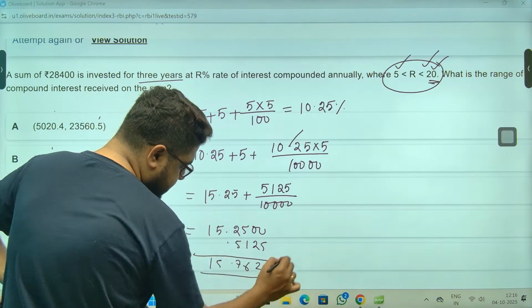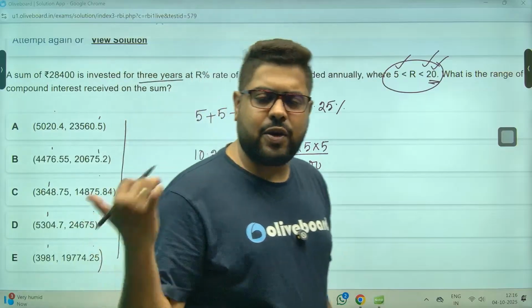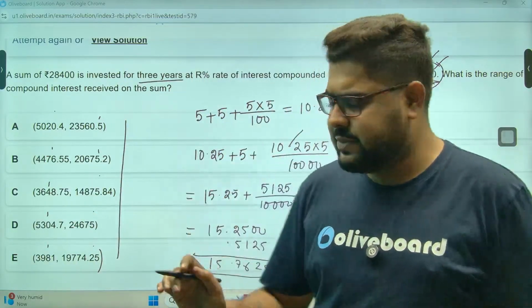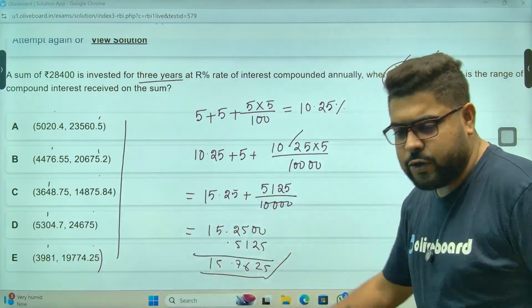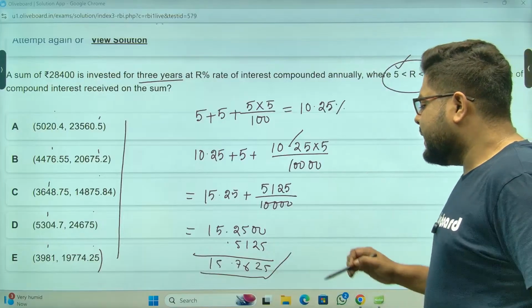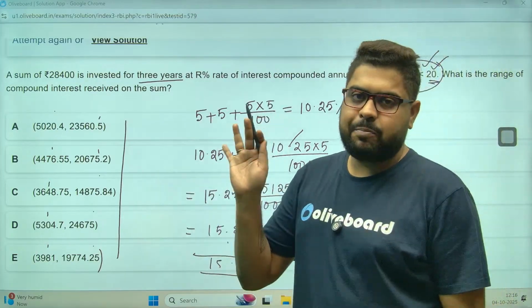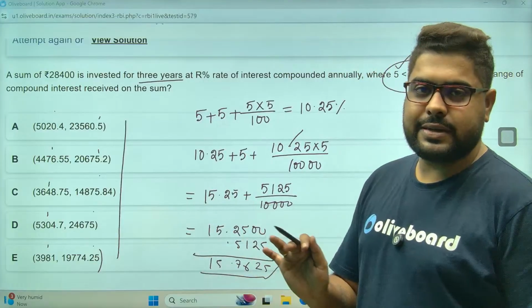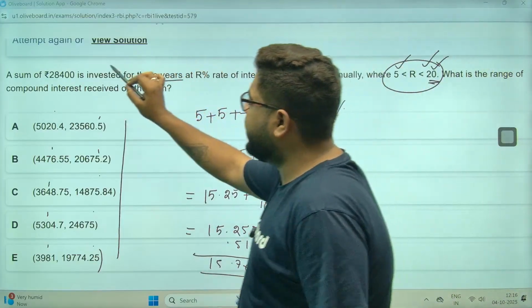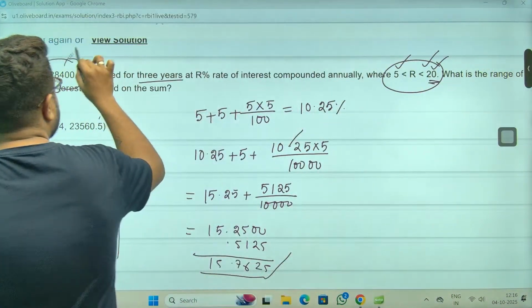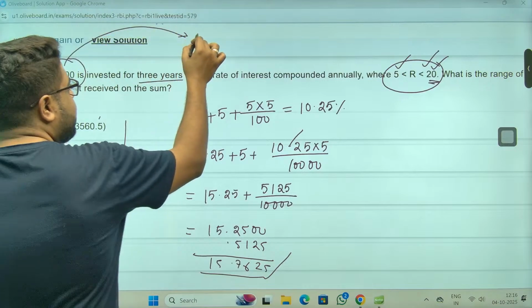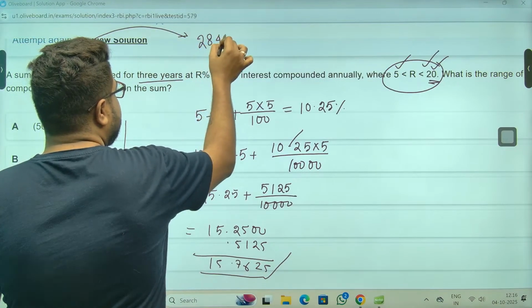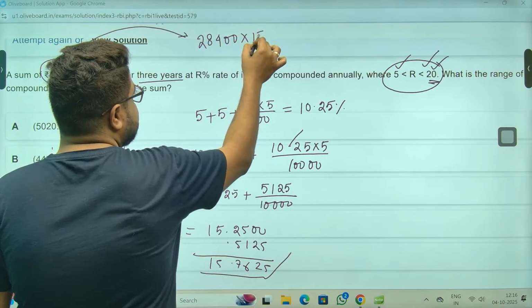256,715. This is this. Now again, I'll not do this calculation. I've just shown you, you don't need to do the entire calculation. Why? It is around 15%, a little more than 15%. Of what? Of 28,400. So my answer will be 28,400. So let's figure out 15%.